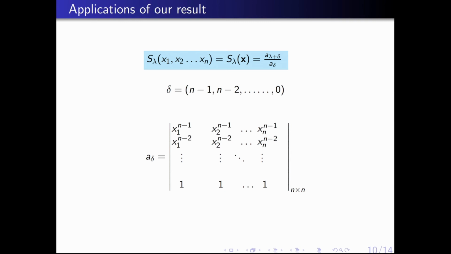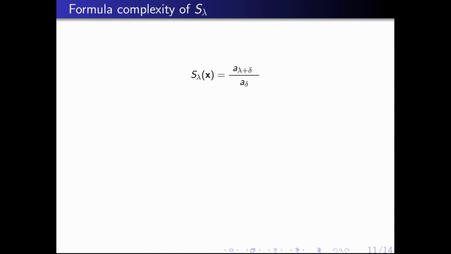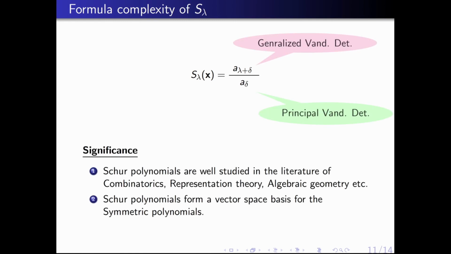Now, an interesting question would be to ask whether Schur polynomial does have a small formula or not, or what is its formula complexity. This is how Schur polynomial looks like. That is A of lambda plus delta by A of delta, where the numerator is a generalized van der Monde determinant, the denominator is a principal van der Monde determinant. As we know, determinant and ABPs are equivalent in the algebraic complexity world. Thus, we can say Schur polynomial has a small poly-sized ABP. Thus, it has a small circuit too.